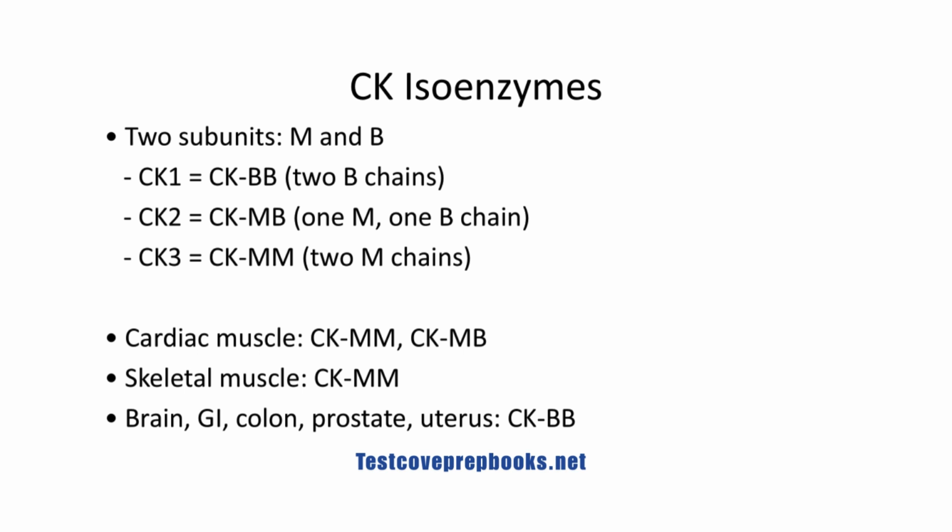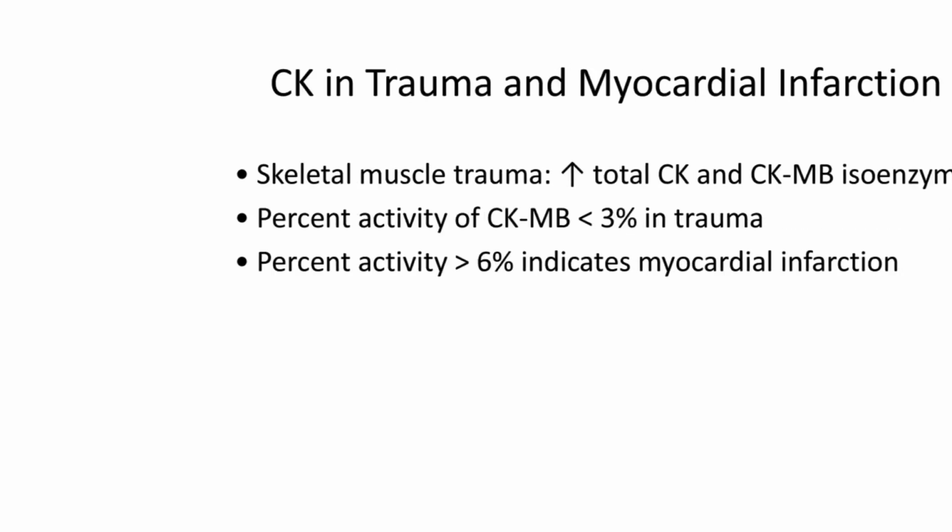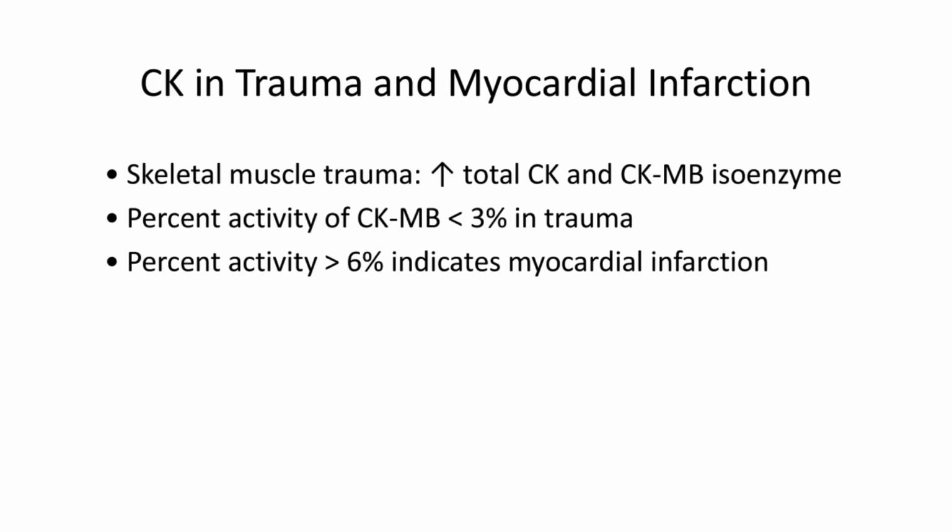CK1, also called CKBB, is made of 2 B chains and is found in the brain, gastrointestinal tract, colon, prostate, and uterus. CK2, or CKMB, is made of 1 M chain and 1 B chain and is found in cardiac muscle along with CKMM. CK3, or CKMM, is composed of 2 M chains and is the predominant form in skeletal muscle.